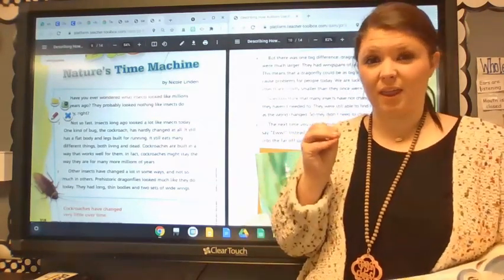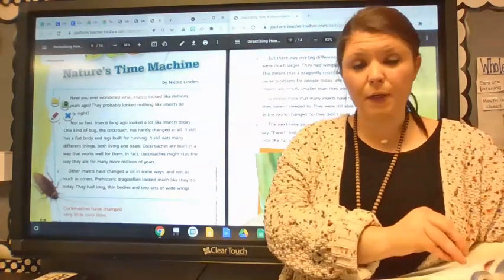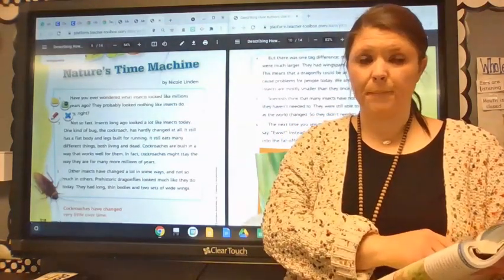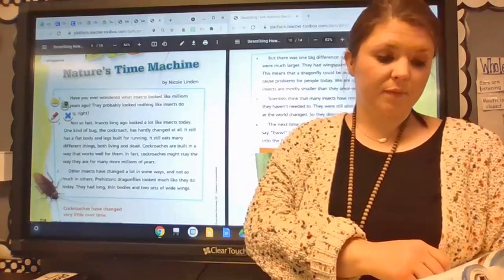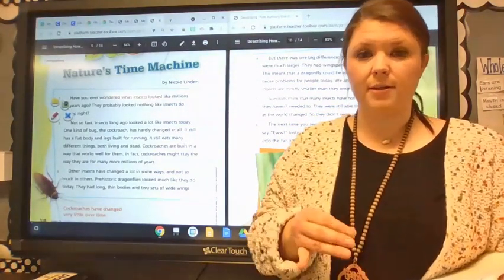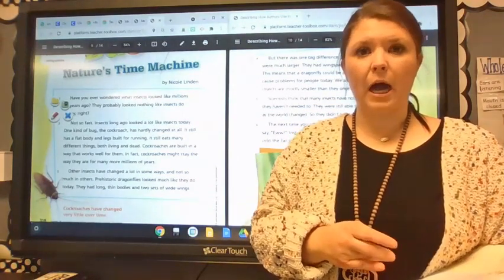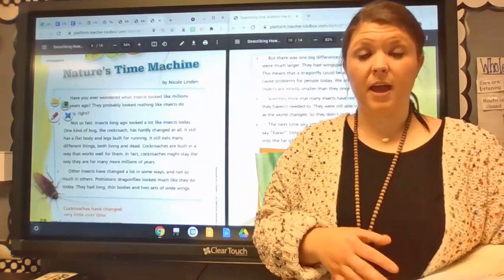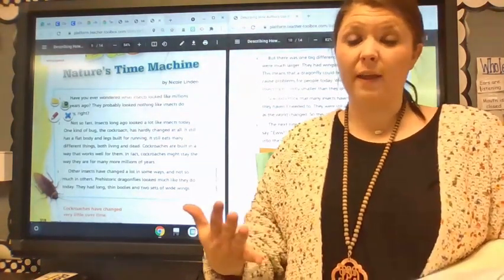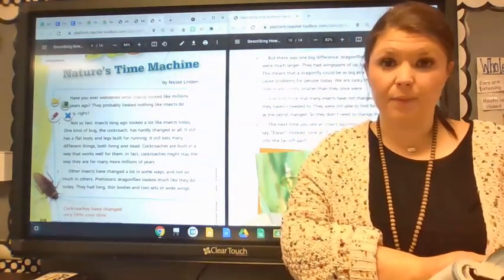All right, so I want you to think, what is the key point that the author is trying to make in this passage so far? What are we talking about? What are the things that have been mentioned so far? It's been mentioned about how insects have not changed, or how they look a lot like they did in the past. All right, let's keep going with paragraph number 3.